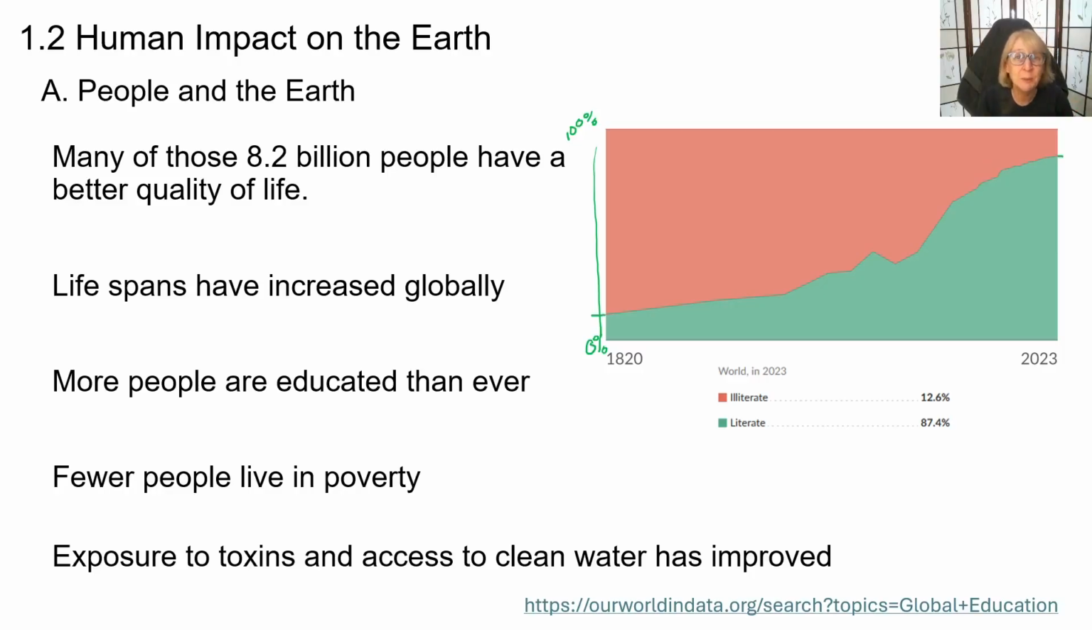Lifespans have increased. People live longer. They have a longer span where they are healthy while they are alive. They're better educated. Way fewer people live in poverty than they did in 1820, let alone even 1950. People are living at a much higher quality of life. They have access to better foods, better nutrition, and better water quality. Even our water and our air have become less and less polluted.